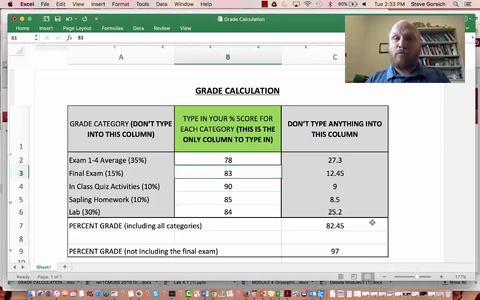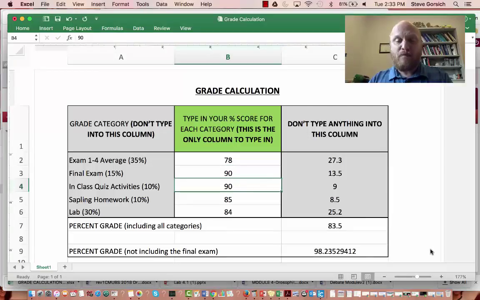But if you wanted to get a B outright without even thinking about the learning curve bonus, what would you have to get on the final exam? What if you got a 90 on the final exam? Well, that would give you an 83.5, and that would give you the B that you might be looking for if these are your grades.